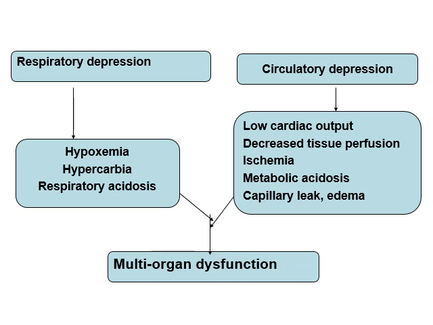This slide presents what occurs secondary to respiratory depression and circulatory depression. Respiratory depression leads to hypoxia, hypercarbia, and respiratory acidosis, and circulatory depression will lead to decreased cardiac output, decreased tissue perfusion, and ischemia. Anaerobic metabolism will lead to metabolic acidosis, capillary leak, and multi-organ dysfunction.